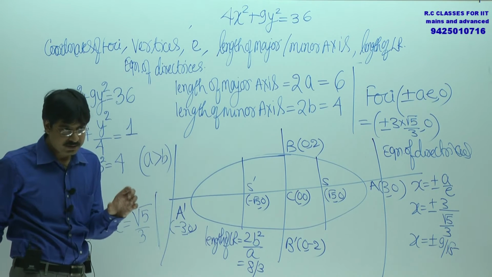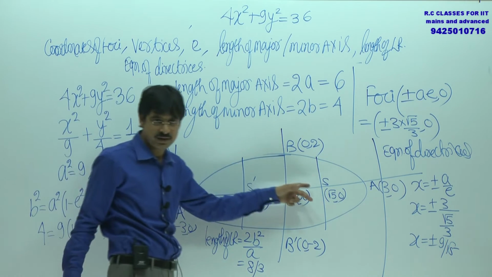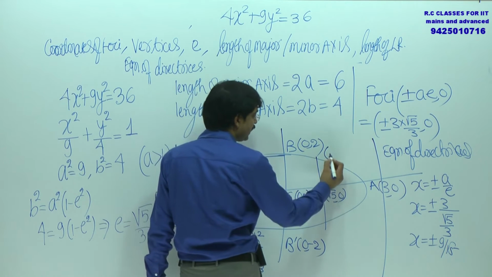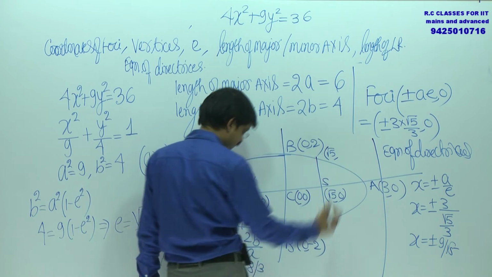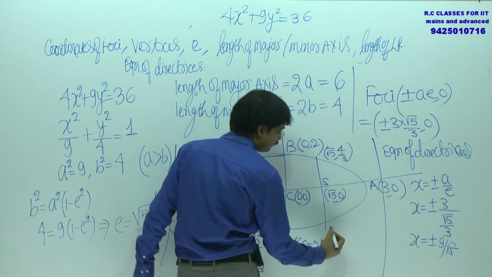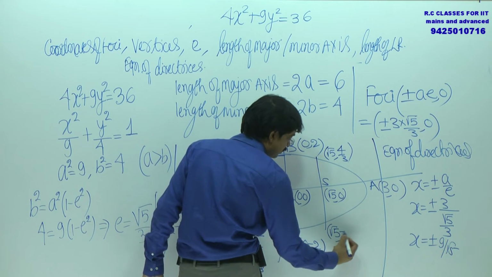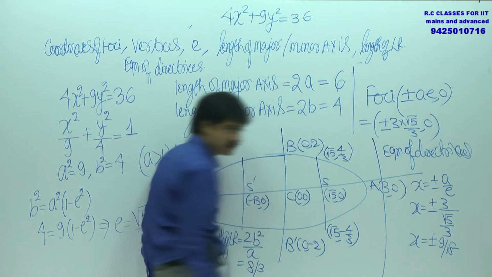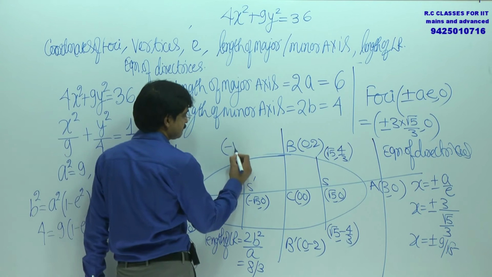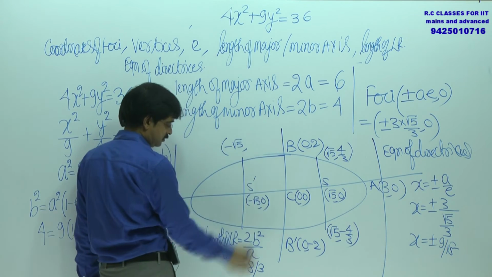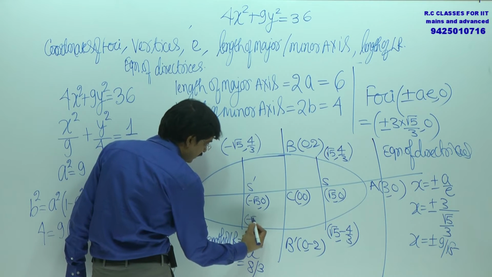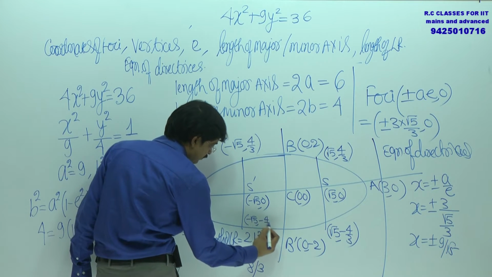Total length of the latus rectum is 8 by 3. Half of that will become 4 by 3. So vertices, yeah, extremity of the latus rectum अगर मैं पूछता हूँ, x coordinate remains fixed, which is root 5 and root 5, 4 by 3, root 5, minus 4 by 3. जितनी information required है उससे ज़्यादा ही हम बता रहे हैं. Minus root 5, 4 by 3 and it is minus root 5, minus 4 by 3.